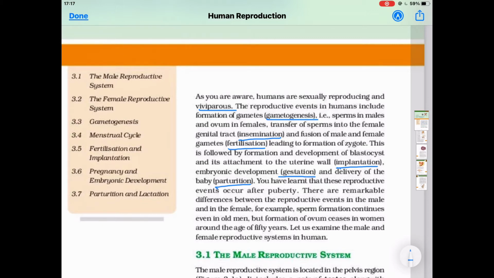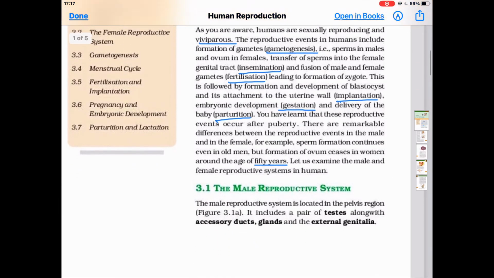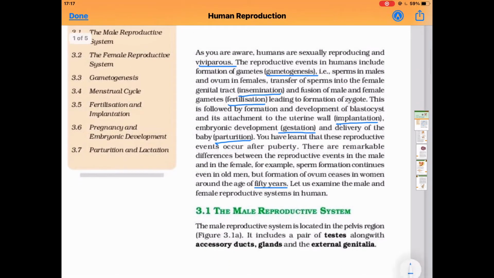There are remarkable differences between the reproductive events in the male and the female. For example, sperm formation continues even in old men, but formation of ovum ceases. Ceases means stops in women around the age of 50 years. So egg production in female occurs only till the age of approximately 50 years. Let us examine the male and female reproductive systems in humans.